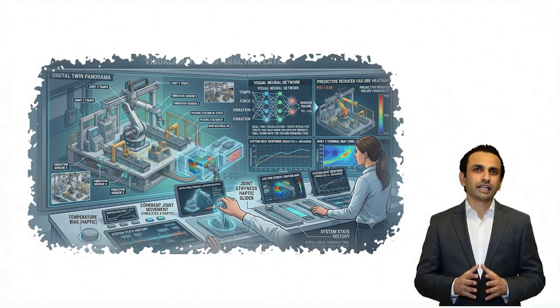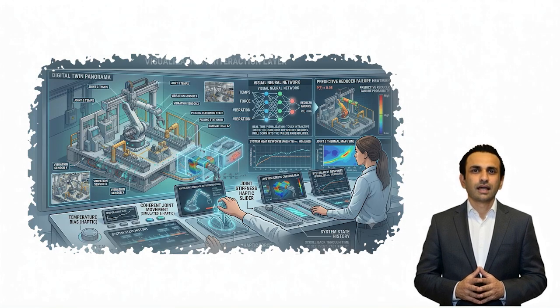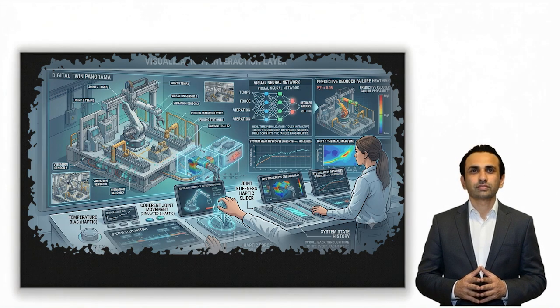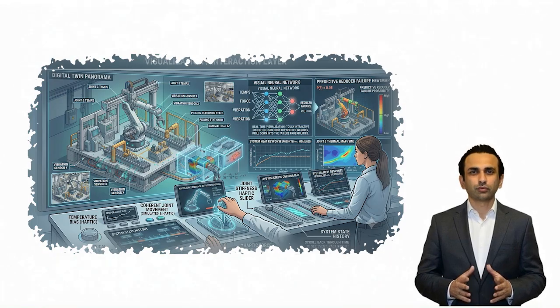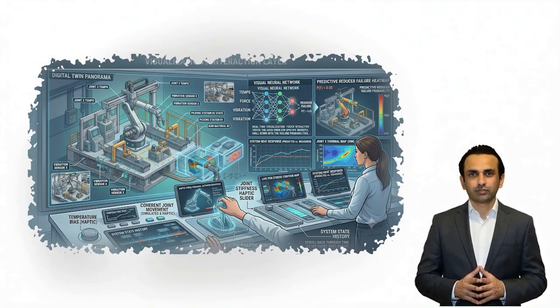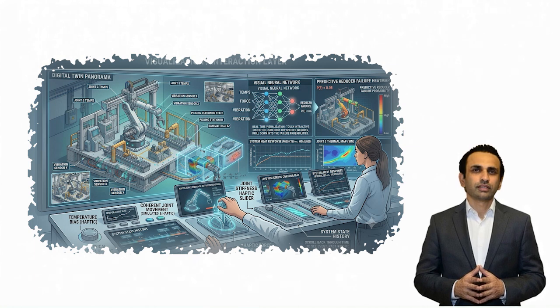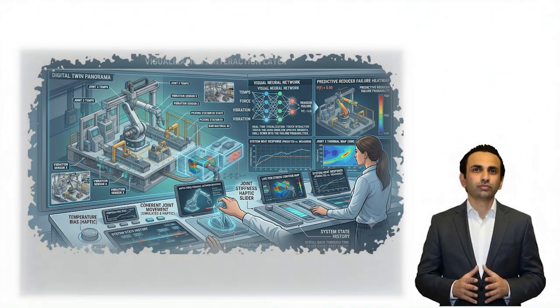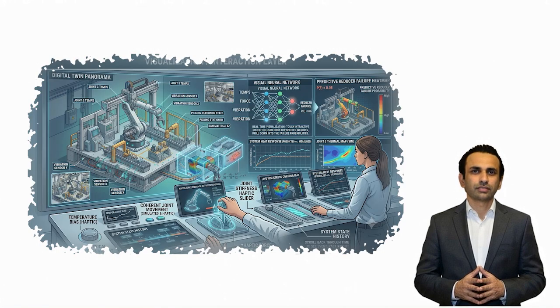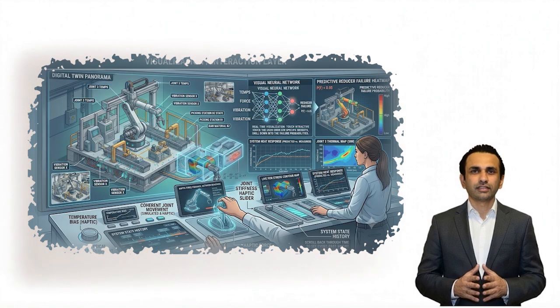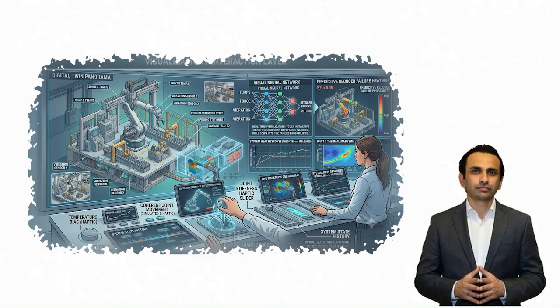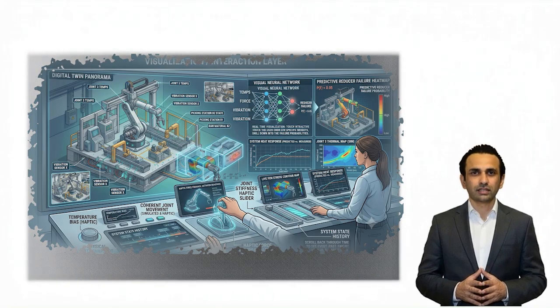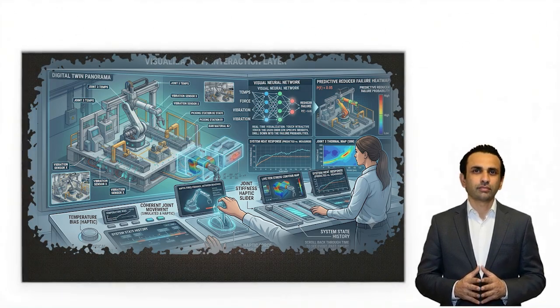Layer 7: Visualization and Interaction Layer. A digital twin is useless if humans can't interact with it. The visualization layer includes dashboards, 3D models, digital maps, AR and VR interfaces. This is where users monitor systems, explore simulations, investigate anomalies, make decisions. Good visualization turns complexity into clarity. It's the difference between drowning in data and understanding what's happening.